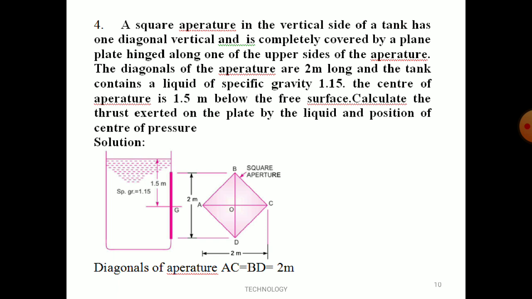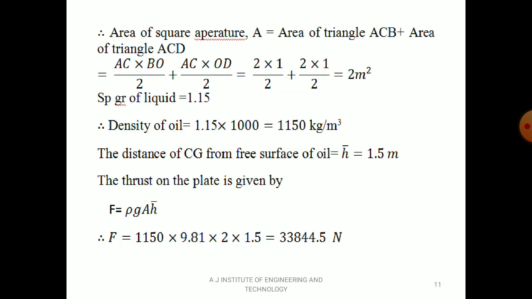Solution: you need not draw the diagram of the tank. You can directly draw a square in corner condition and just write down the given data, that is, diagonal length 2 meter, and from the free water surface the distance is 1.5 meter to the center of this square. So you can just draw that the diagonals of the aperture, AC equal to BD equal to 2 meter, are given in the problem. For the area of the square aperture, you should be careful while calculating it.